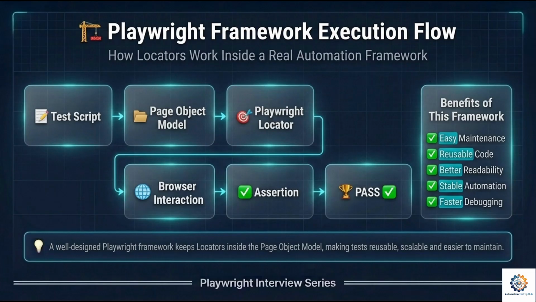Let's see how these locators fit into a real automation framework. In professional projects, test scripts never directly interact with web elements. Instead, they communicate through the page object model. Inside the page object, we use Playwright locators. Those locators interact with the browser, perform assertions, and finally validate the expected result. This architecture improves code reusability, scalability, and long-term maintenance. That is why almost every modern automation framework follows this design.